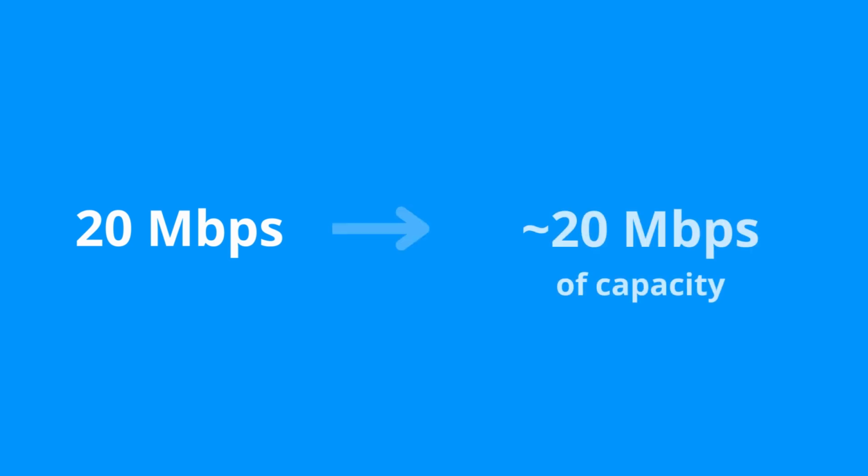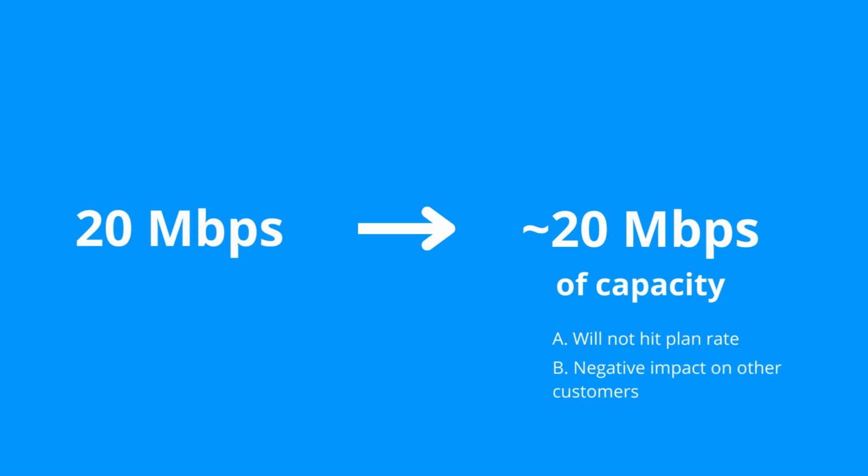So if you want to deliver a 20 megabit per second speed test on your network to a given customer, there's going to have to be 20 megabits per second of free capacity on that AP. And if not, they either A, won't hit the plan rate, or B, they'll have a negative impact on all the other customers that are on that AP. So for example, if a speed test kicks off and takes 80% of the bandwidth on an AP, everyone else's video and games and stuff are going to suffer.